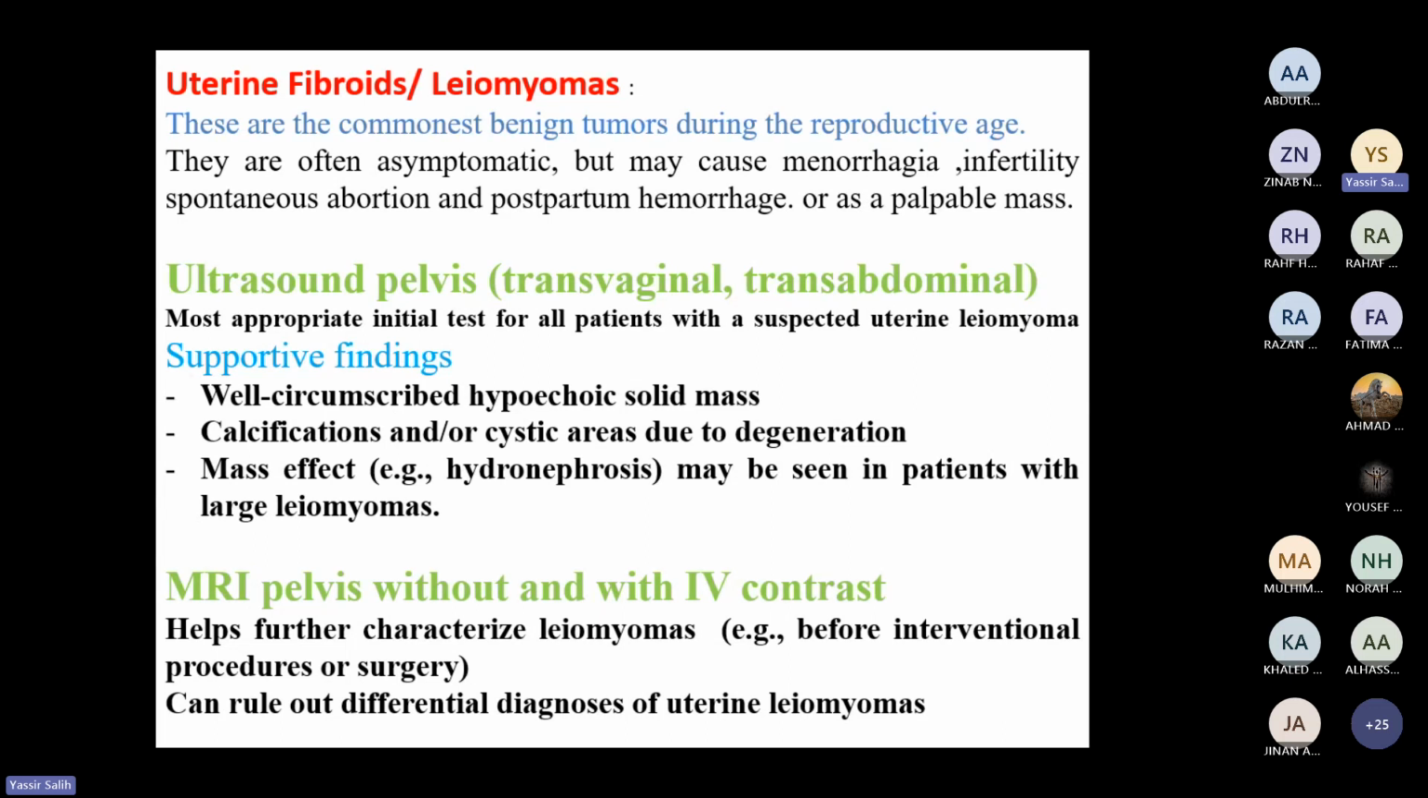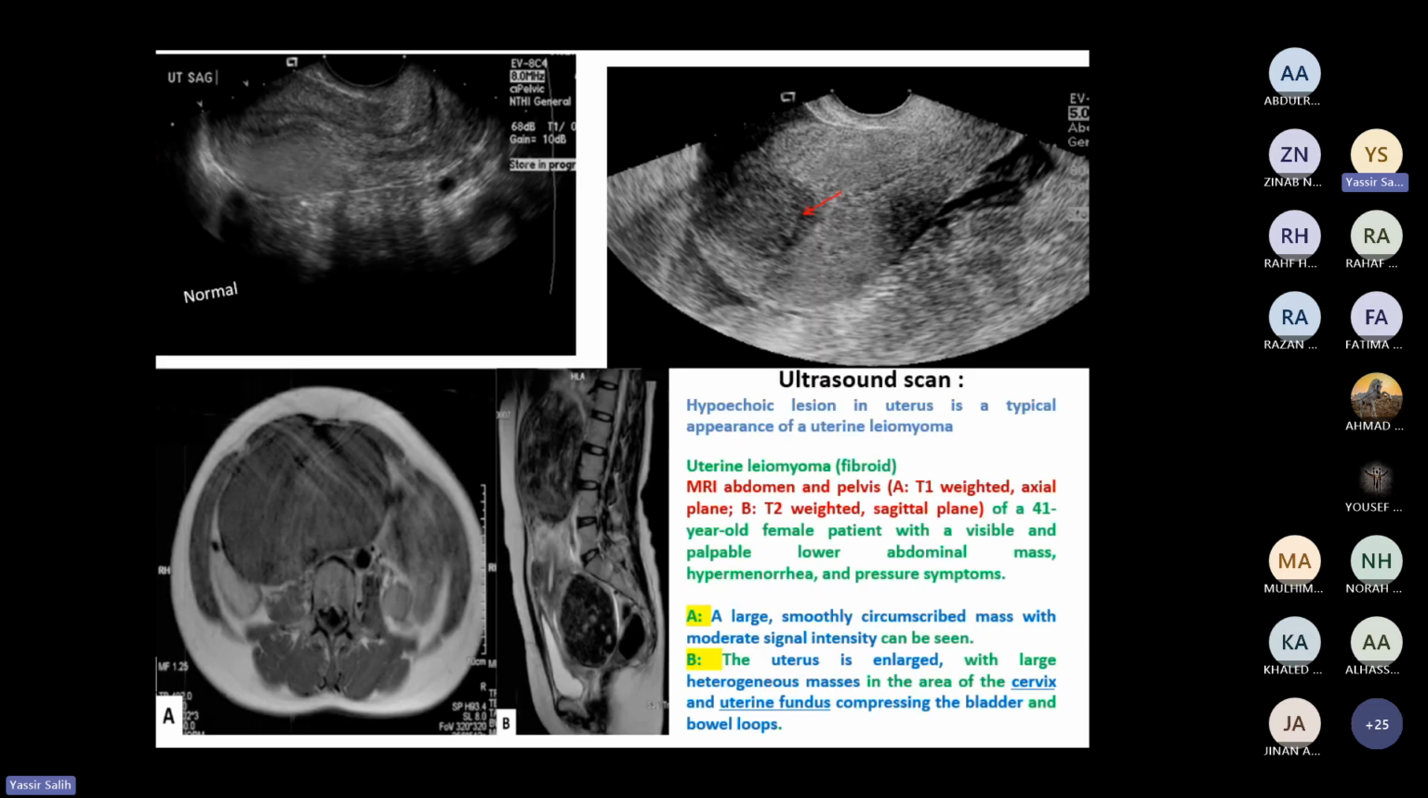the fibroid before an interventional procedure, like surgery. And this MRI can also help us rule out other differential diagnoses, for example malignancy in the uterus.